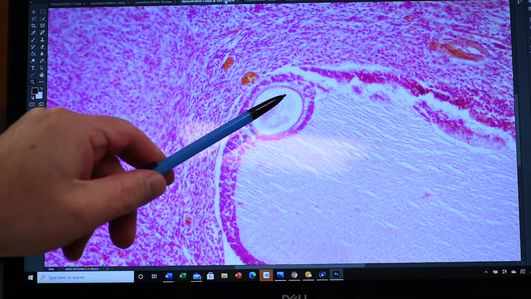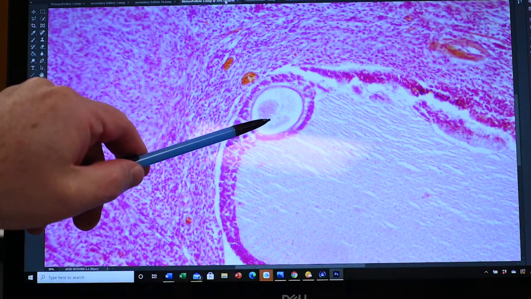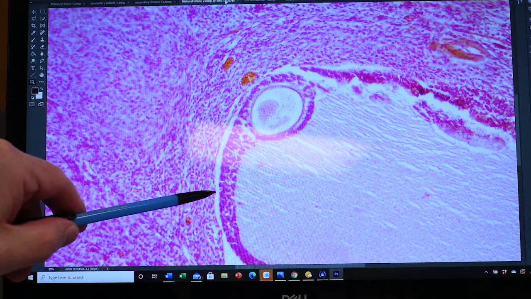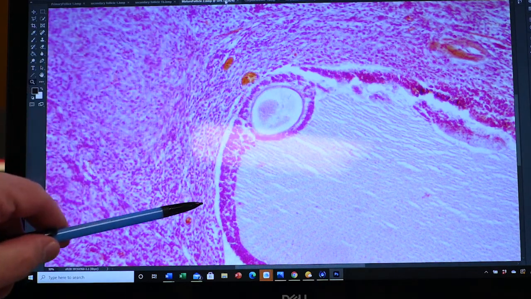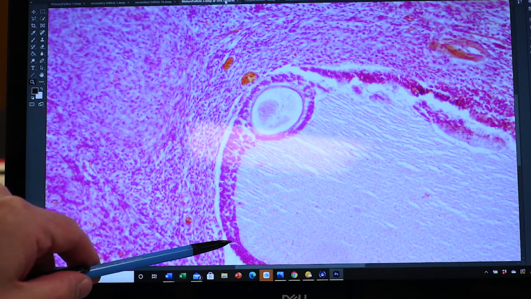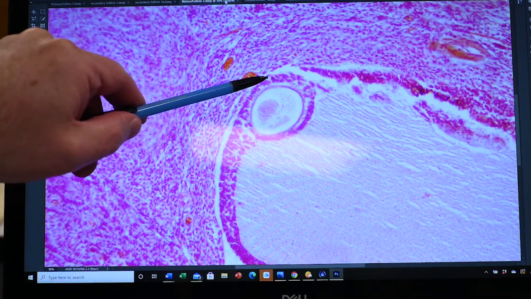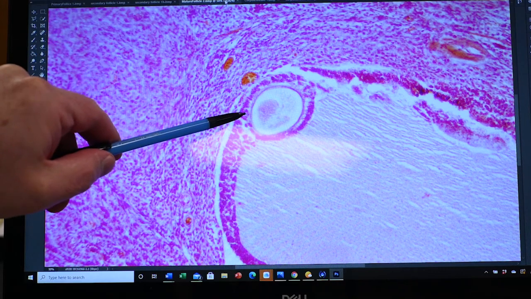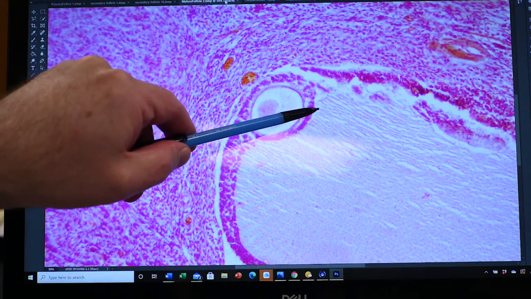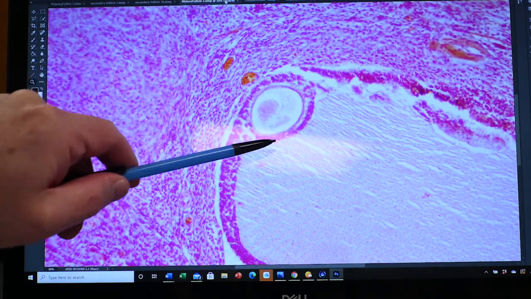Here's a mature follicle, large antrum. There's our oocyte space. So this layer out here of follicle cells, the dark cells out here, this is the granulosa layer. In here, those under the oocyte would be the cumulus oophorus, and these over here would be corona radiata cells.